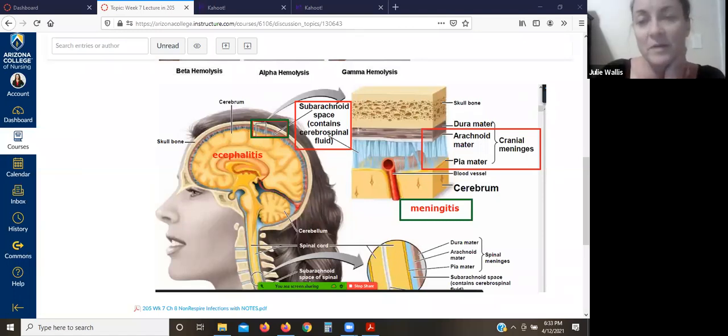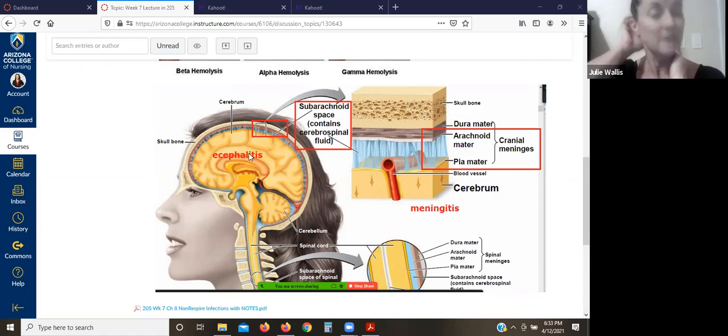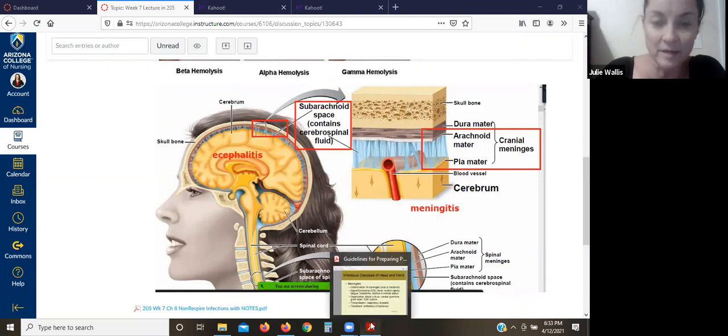And then you have the dura mater, which is the kind of thicker protective layer that's between that outer layer and your skull. It's your actual bone. So the meninges are those protective layers. So meningitis is an infection of these layers, including the cerebrospinal fluid. Encephalitis would be an infection of the brain tissue. And you can have both of these infections at the same time, so they can be overlapping.